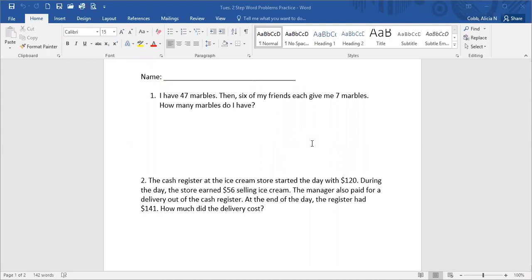So let's get started. Number one reads, I have 47 marbles. Then 6 of my friends each give me 7 marbles. How many marbles do I have?